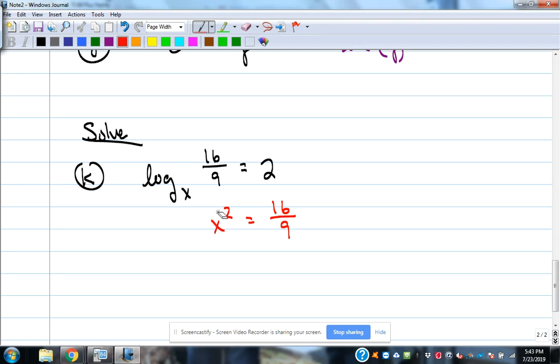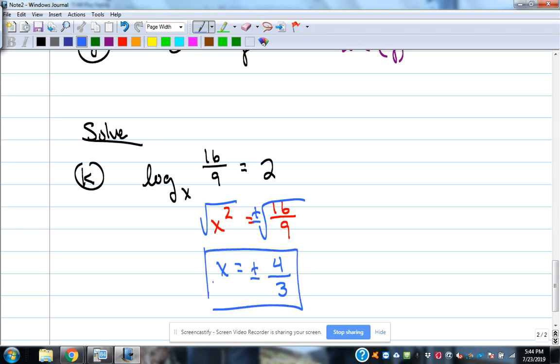How would I get rid of the squared on the x? I'd take the square root, wouldn't I, of both sides. And anytime I take a square root in a problem, I got to put the plus or minus in front. Remember, that's important. So if I do that, that's x on that side. And what's the square root of 16? It's 4. What's the square root of 9? It's 3. So we solved that equation.